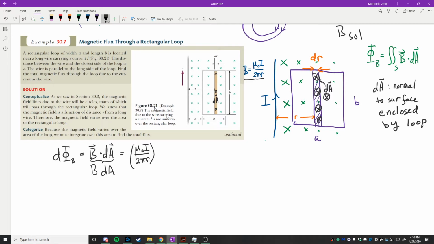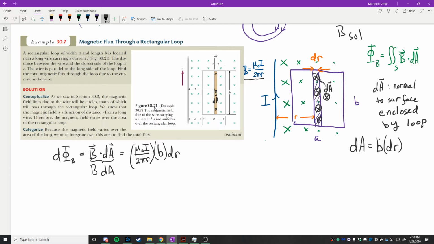Well, what's dA? dA is going to be the area of this little piece right here. Maybe one of you guys can tell me, what is the area of that sliver that has a length b and a thickness dr? It's like a rectangle, right? So what would the area of that thing be? Yep, b times dr, exactly. It's just the length times the thickness. So B dA now has become mu naught I over 2 pi r, times little b, times dr.